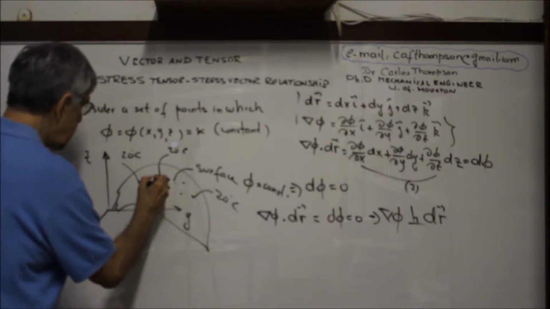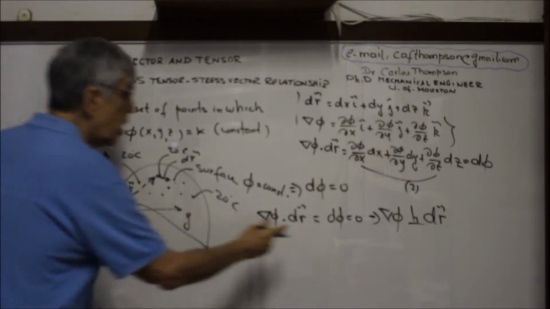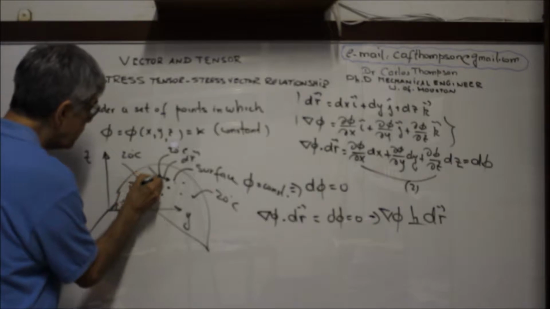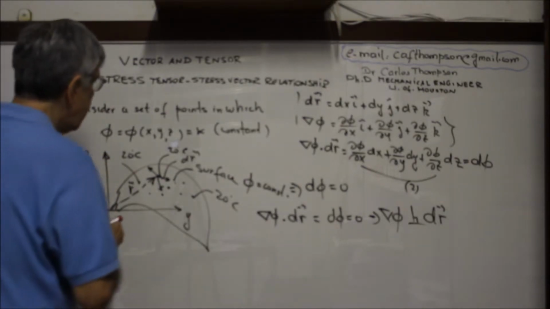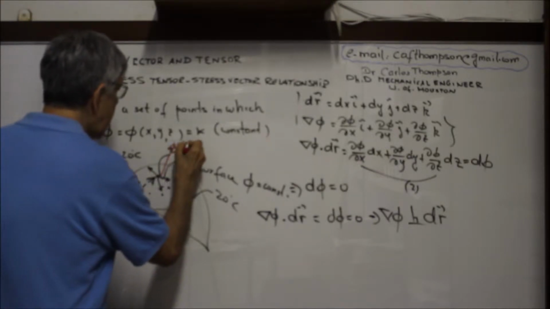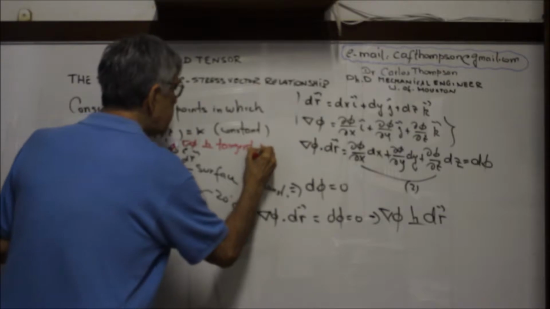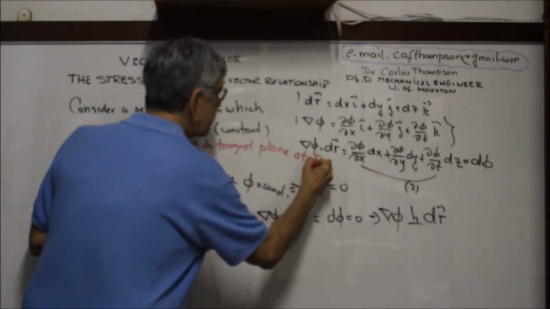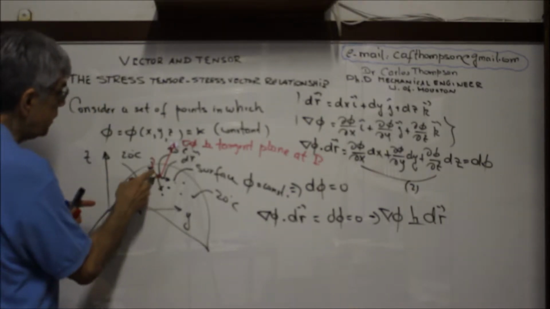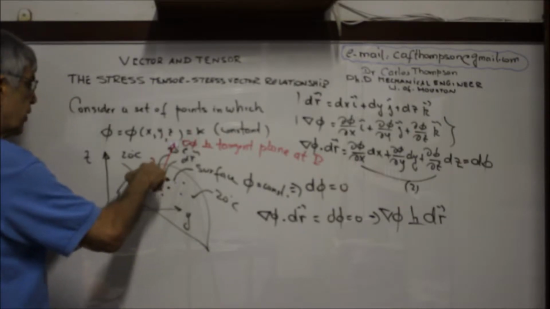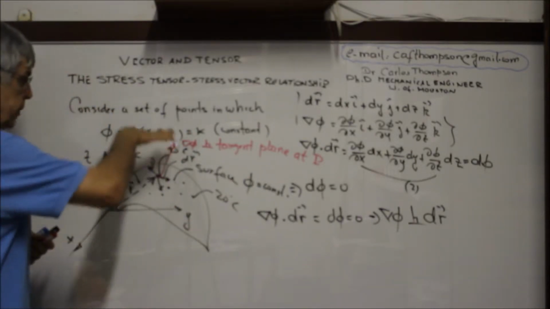Because dr, there's a position vector r. This is dr. Since dr is arbitrary, there are many dr over here. So we conclude that nabla phi is perpendicular to the tangent plane at point P. Because dr is arbitrary, nabla phi is perpendicular to each of these dr, so nabla phi is perpendicular to the tangent plane at the point P of the surface.